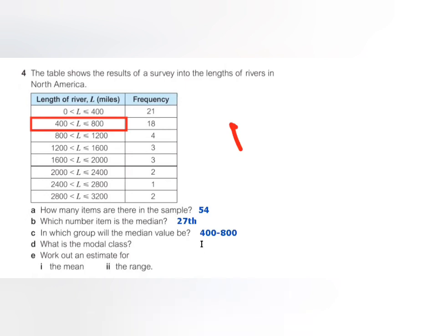We found the median and we found the group that the median is in. Now, question D, what is the modal class? As we said, these are classes. We're trying to find the modal class.